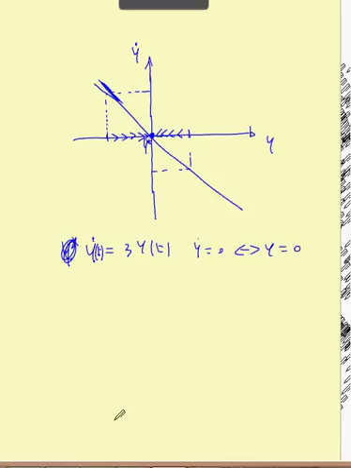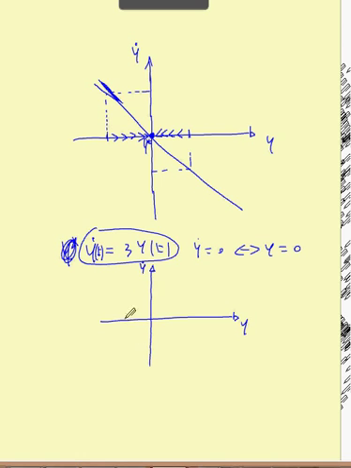Why? Consider an initial value equal to this, for instance, 1, 2, 3, what you want. The speed is positive or it's negative? It's positive. But if the speed is positive, the variable grows, increases. So we diverge from the equilibrium. If we start from here, it's the same, because here the speed is negative. But if the speed is negative, the variable decreases, the value decreases. So we go in this direction.